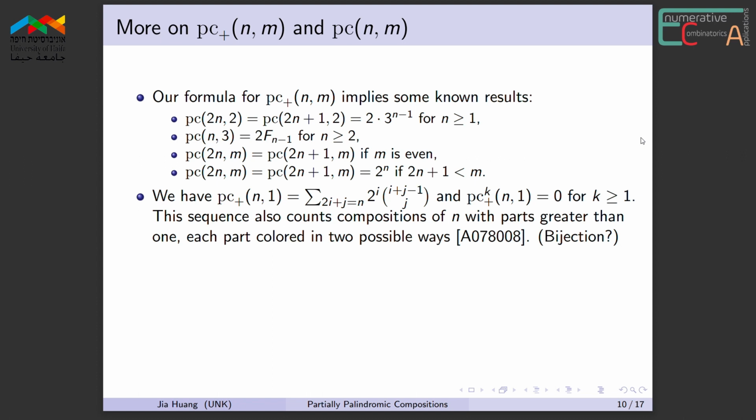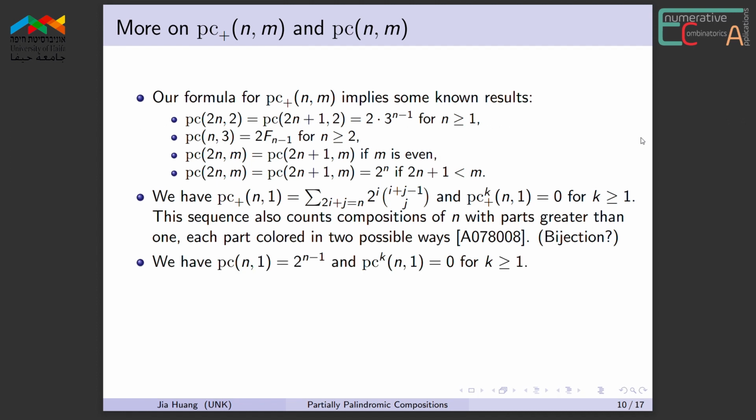And it coincides with the sequence in OEIS that also counts compositions of n with parts greater than 1, each part colored in 2 possible ways. So that naturally raises this question whether there's a bijection between these kind of compositions and the compositions we're studying.